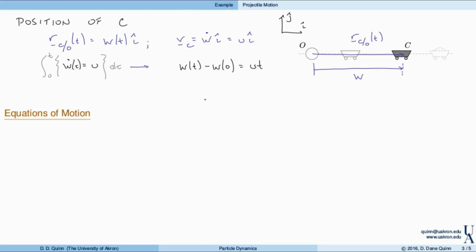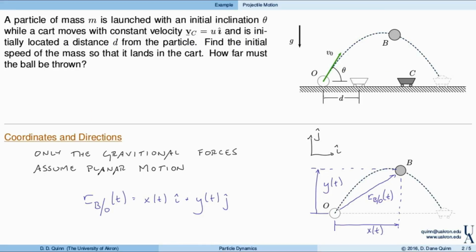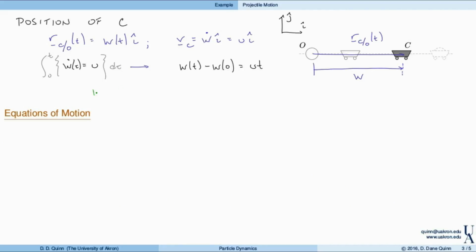Now, recall from the problem statement, once again, the cart was initially located at distance d from the origin, which means that w at time 0 is equal to d. And we can then solve for the displacement of the cart as u times t plus that initial displacement d. So here we have a description of the motion of the cart.